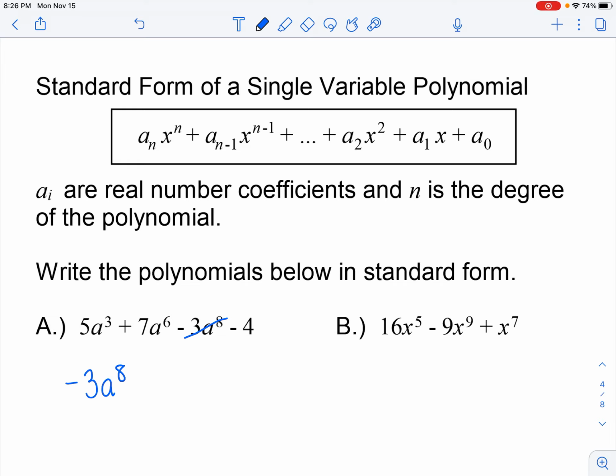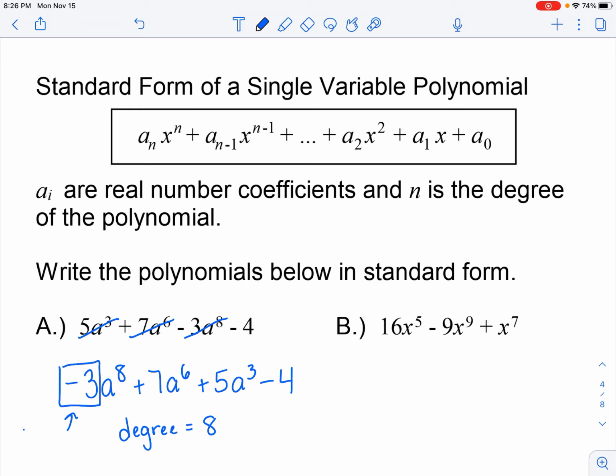The next highest exponent is the positive 7a to the 6th. Then I have the plus 5a cubed. And then the constant always stays at the end. So that's the standard form there, okay? And the degree of this polynomial, which we said before, we can now easily identify that the degree is in fact 8, all right?